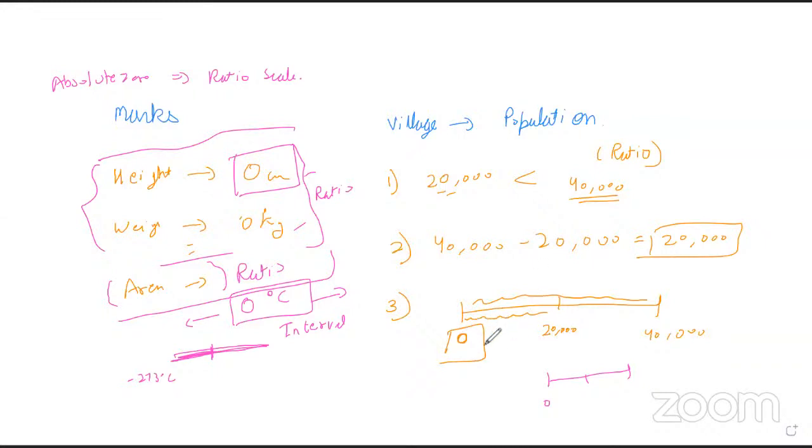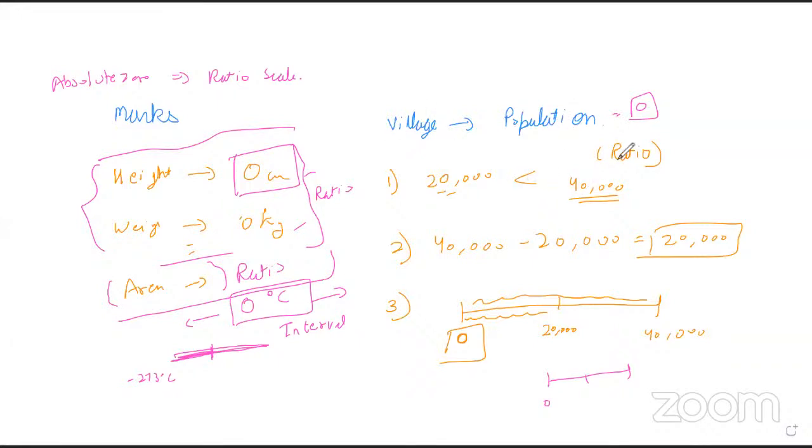Absolute 0 means that if it is 0, it indicates the absence of that thing. It cannot go beyond 0. Like when we say population is 0, it simply means absence of population, right? So that's what absolute 0 is.